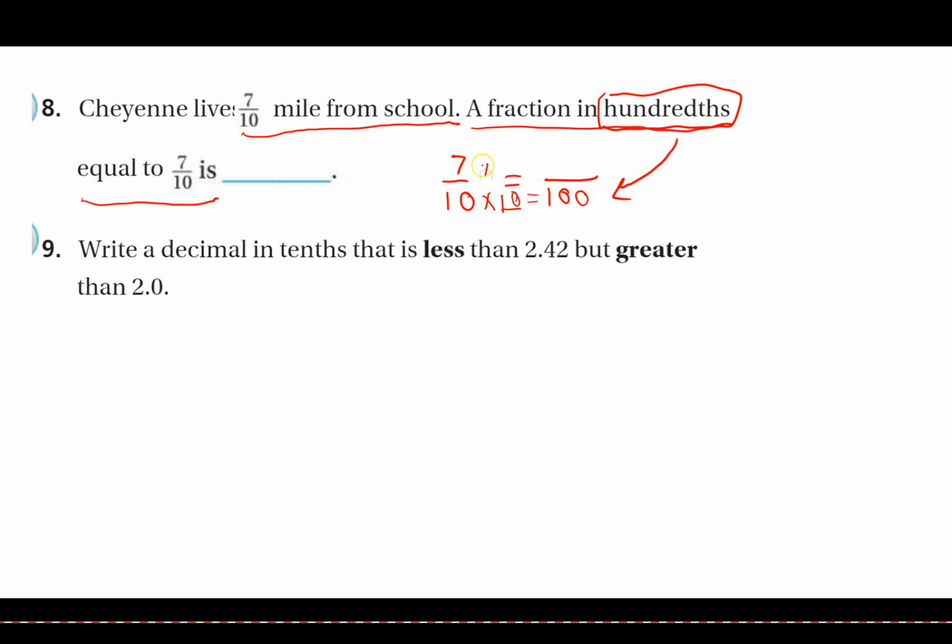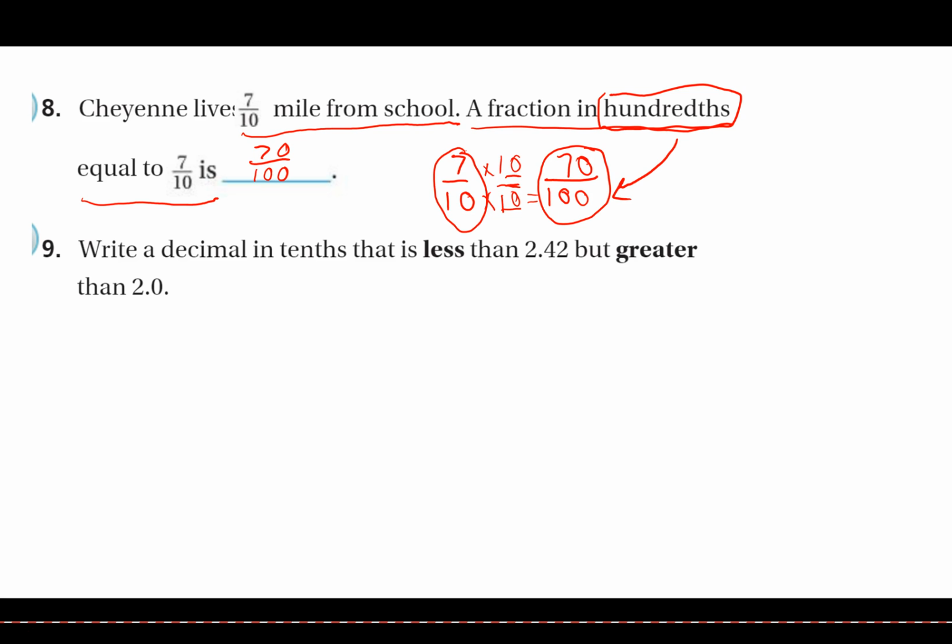And then I just multiply the top by the same number. I'm not changing the value because I'm really multiplying by 10 over 10, which we know from previous lessons is equal to 1, and 1 times any number equals the number itself. So when I do 7 times 10 and I get 70, I haven't changed the value. This fraction is still equal to this fraction. I've just changed how many parts it's broken up into. Okay, so that's it for number 8.